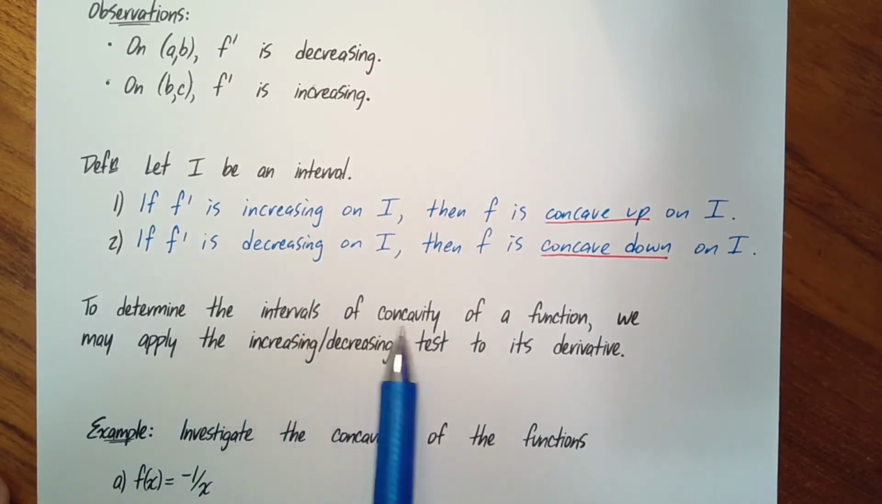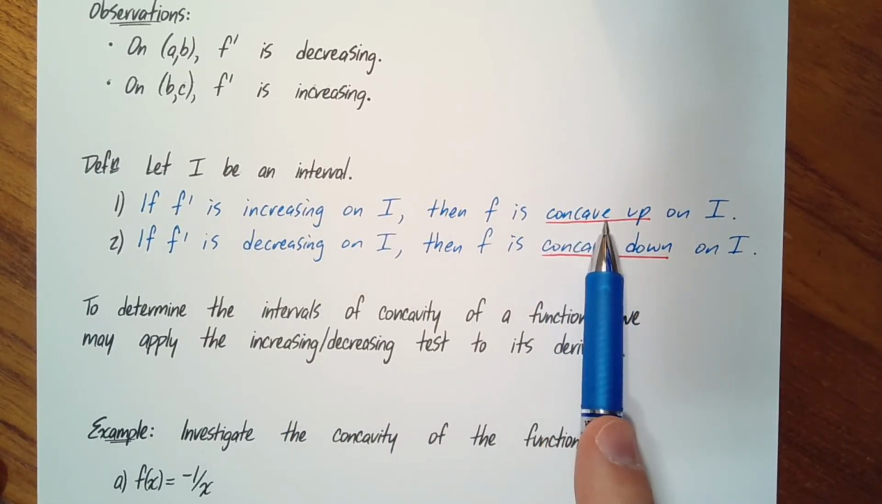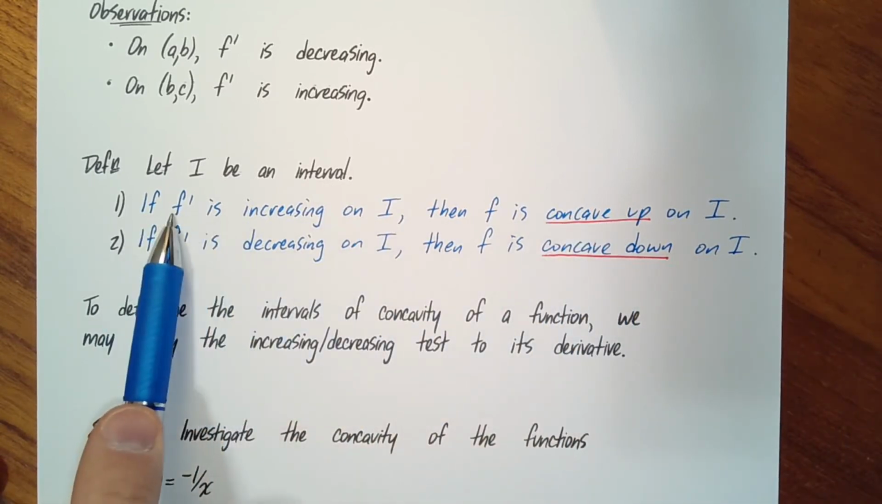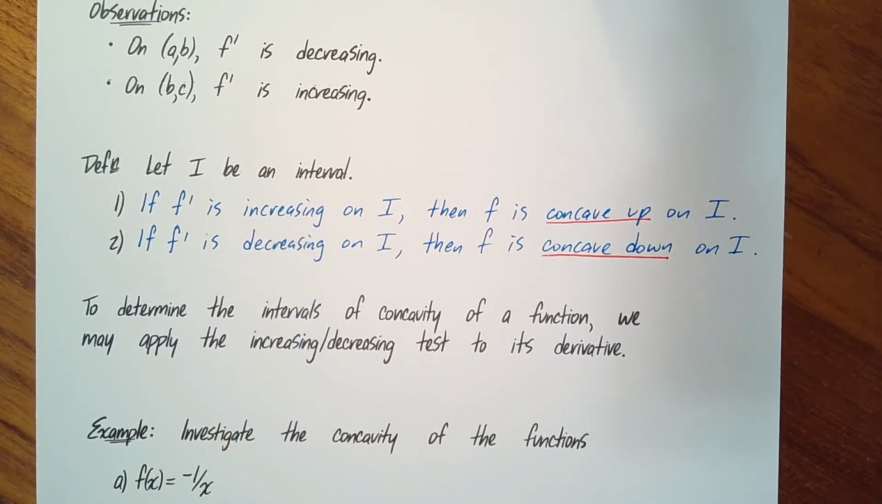To determine the intervals of concavity of a function, we may apply the increasing-decreasing test to its derivative. Because really, it comes down to this. If you want to know where the function's concave up, you just want to know when the function's derivative is increasing. Well, we know how to tell when a function is increasing. Look for when its derivative is positive. So apply that to f prime.